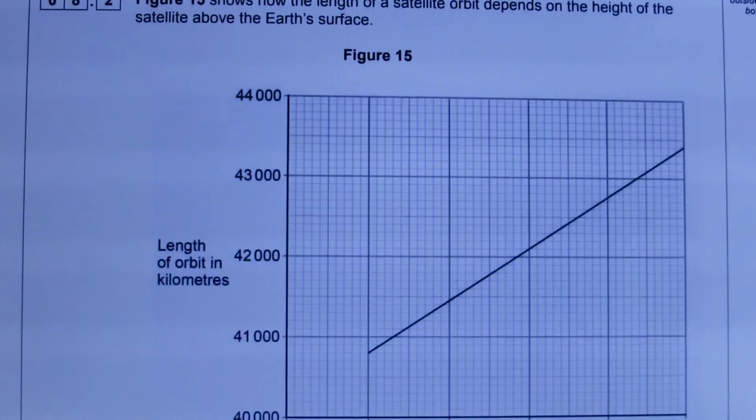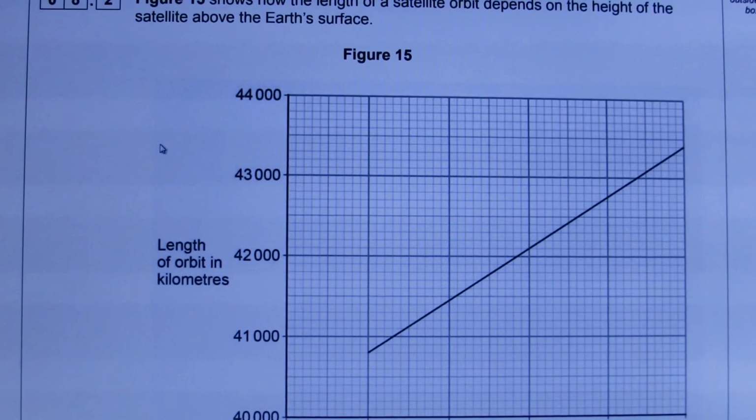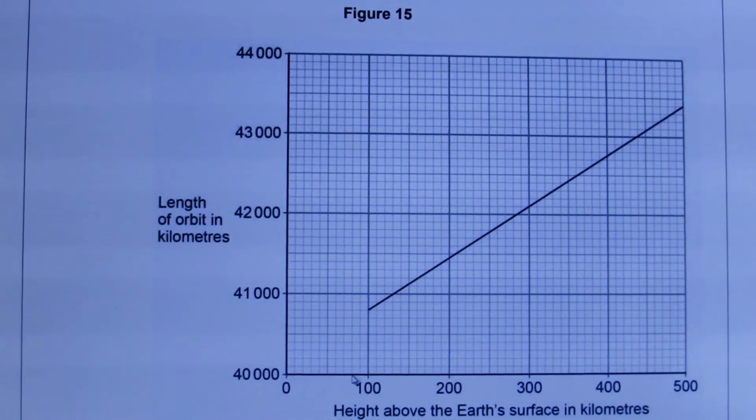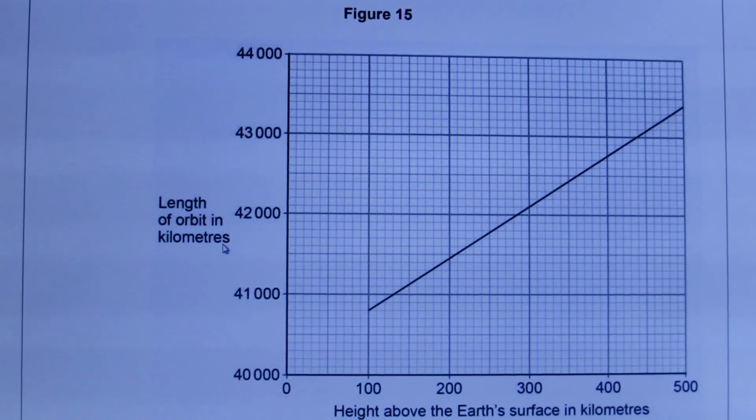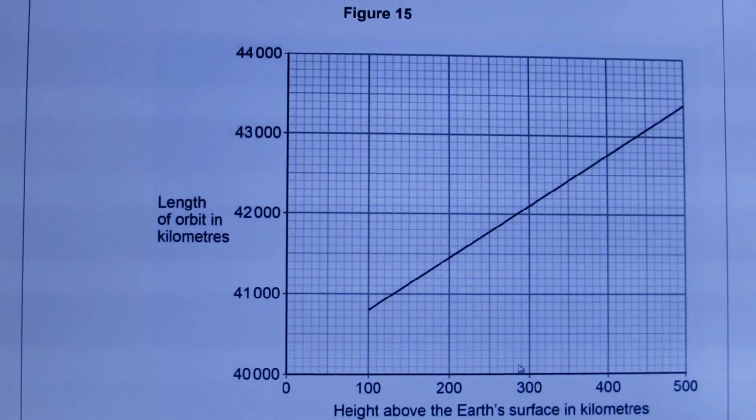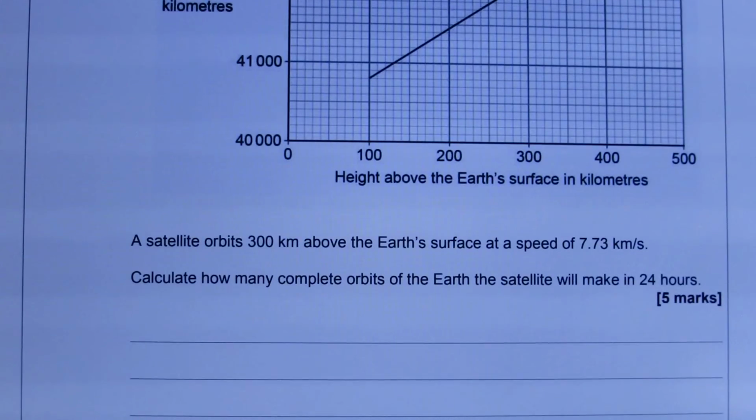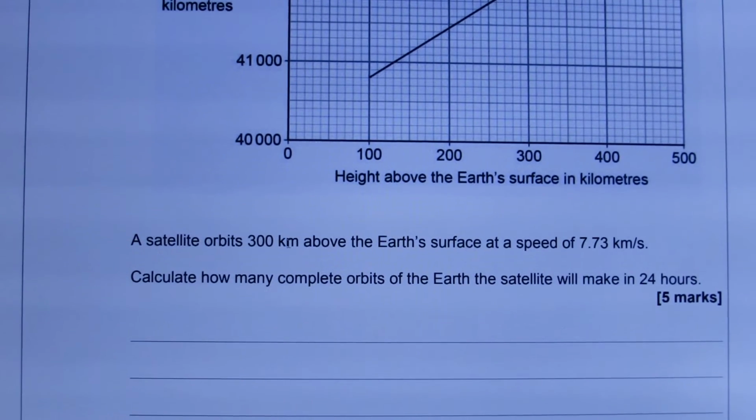The length of a satellite orbit depends on the height of the satellite above the Earth's surface. Wow, this is getting more advanced than I expected. Oh, length, not the length of the orbit, not the period of the orbit. It's the actual physical length, not the length in time. So this is going to be a lot simpler. Height above the Earth's surface in kilometres plus radius of the Earth, multiplied by 2 times pi, equals length of orbit. 7.73 kilometres per second, 300 kilometres above the Earth. Does this sound familiar?